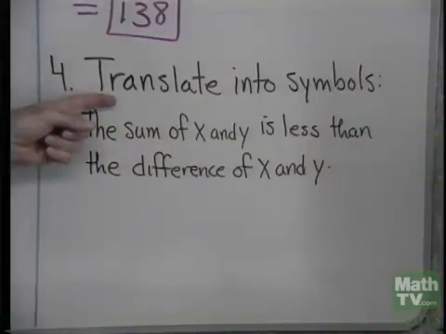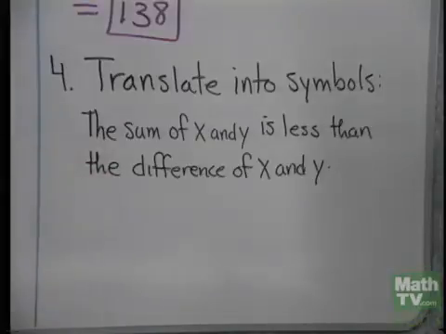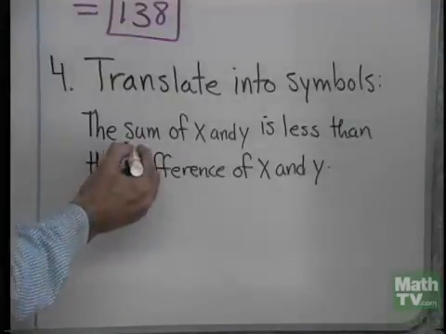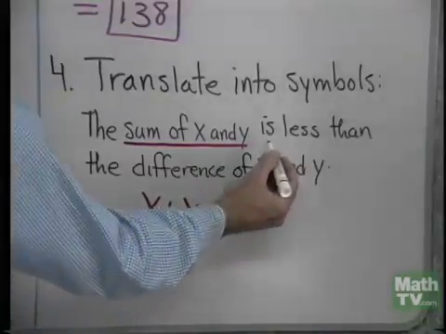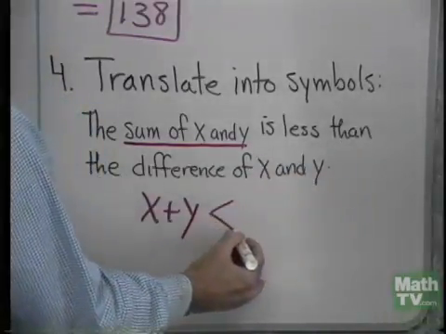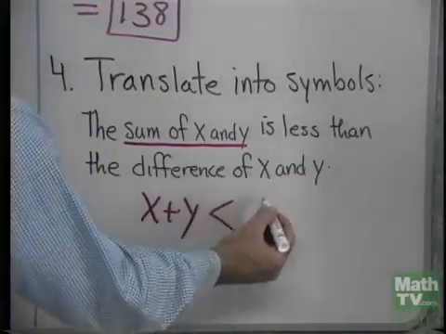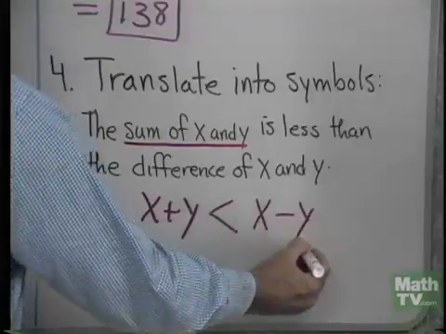Problem 4, we want to translate into symbols this expression written in English. The sum of x and y is less than the difference of x and y. So I'll start with the sum of x and y, which is x plus y. And that is going to be less than, so I use my less than symbol, the difference of x and y, which is x minus y.